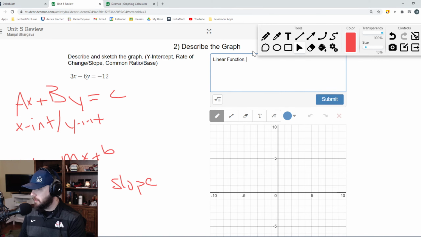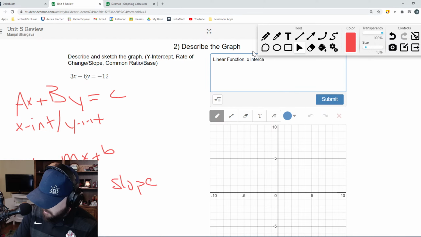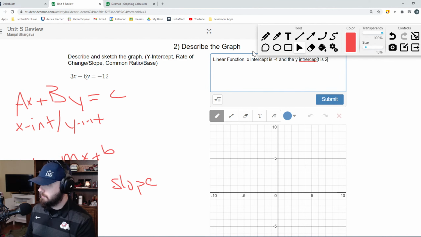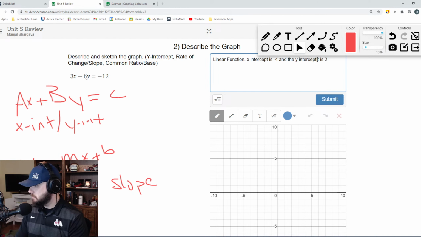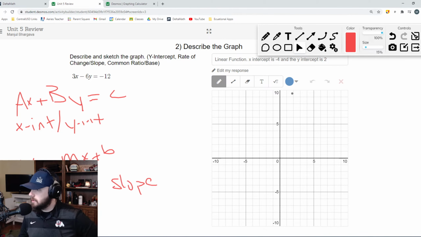So we found this, right? We said that our x-intercept is -4 and the y-intercept is +2. There we go. All right, so we want to sketch this. Again, I'm just going to mark my points, right? I want to mark my point at x equals -4. Just on the x-axis, I'm going to mark -4. On the y-axis, I'm going to mark +2.